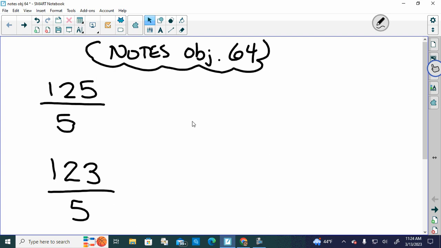Okay, so I'm going to have you write these two problems down, but when you write this one, give yourself, I don't know, like 3 lines before you write this next one. Don't write it.